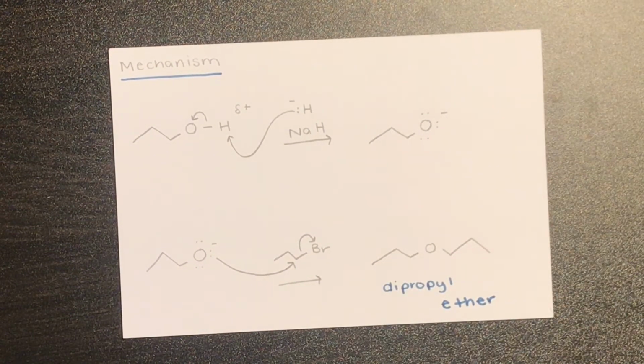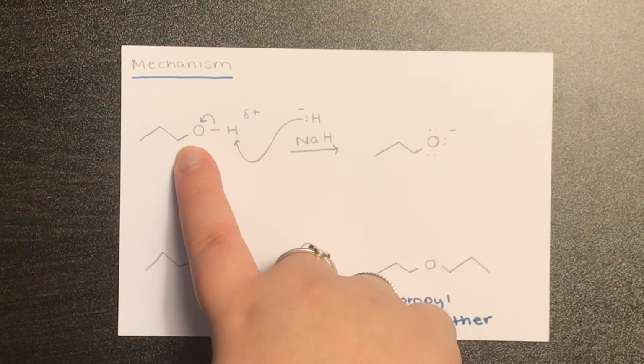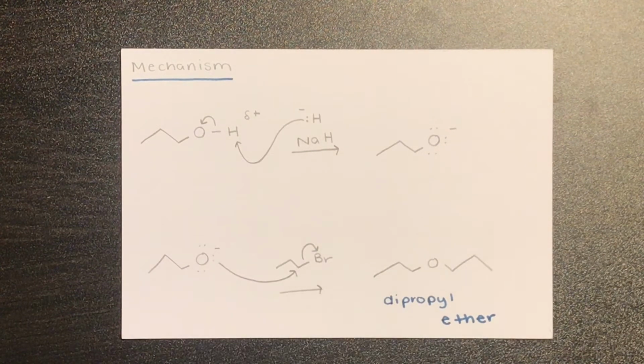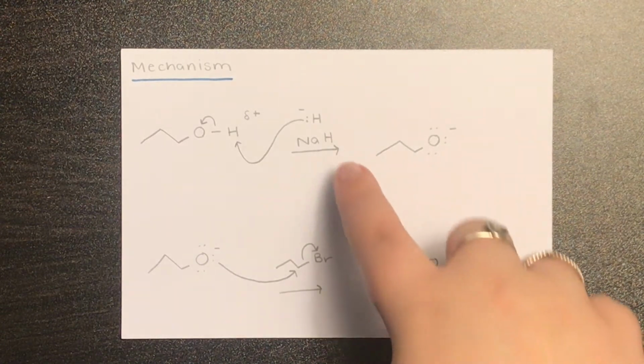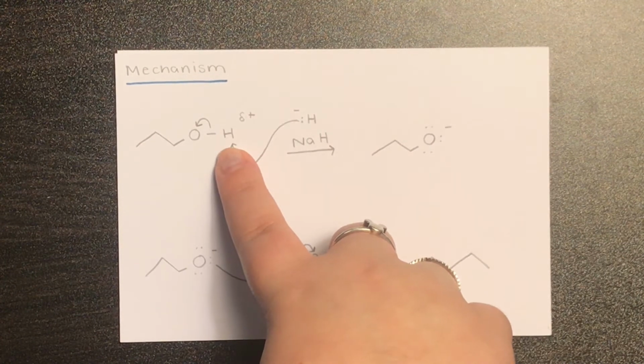Here we have our alcohol, propanol. Due to the electronegativity of the oxygen atom here, the hydrogen atom has a partial positive charge. We always start our arrows in the mechanism from an electron-rich region to an electron-poor region. So our arrow in this example goes from the electron-rich hydride ion to our partially positive hydrogen atom.